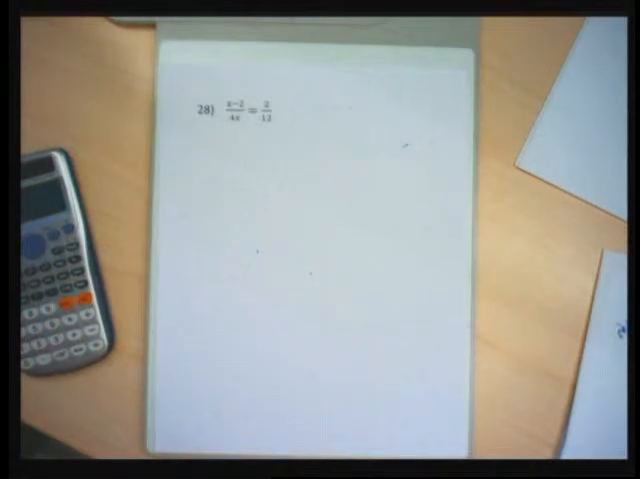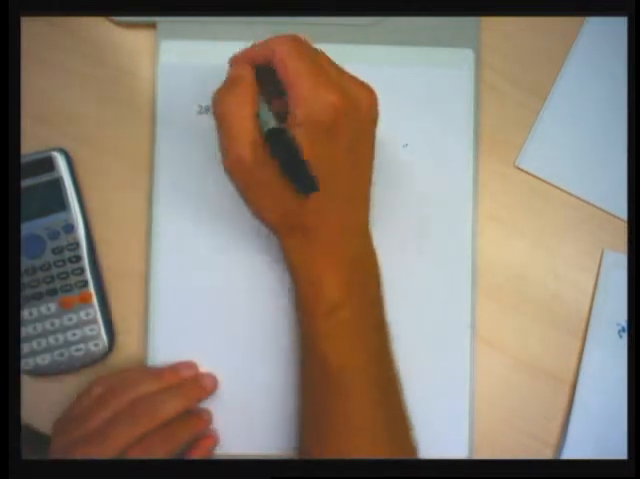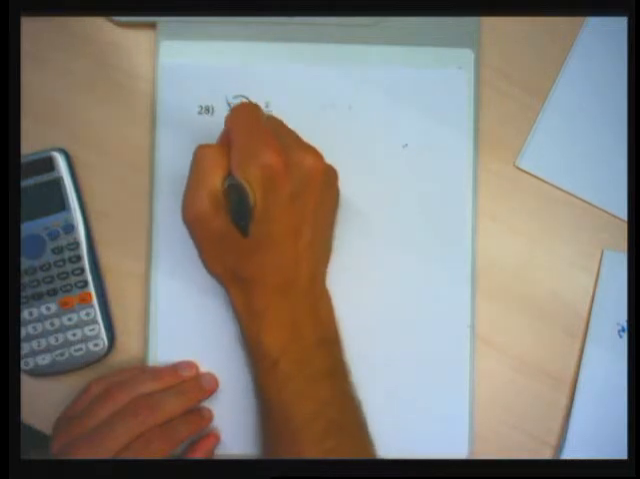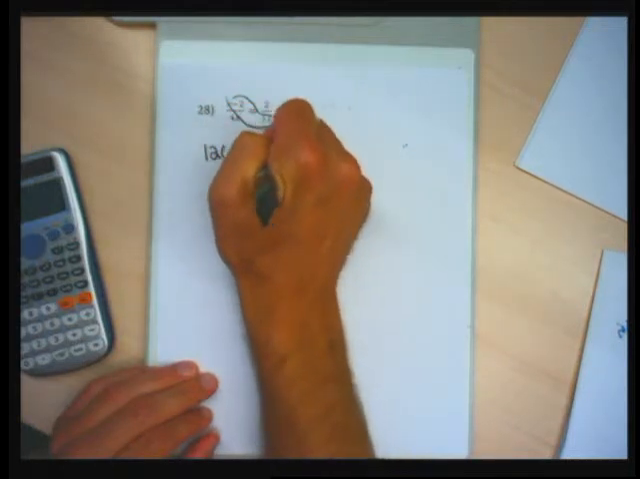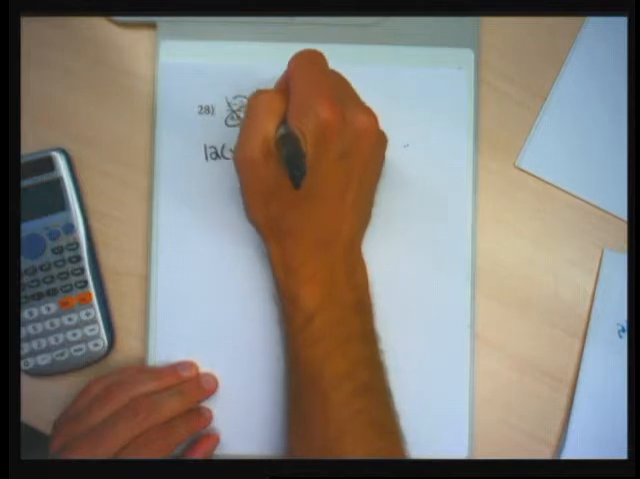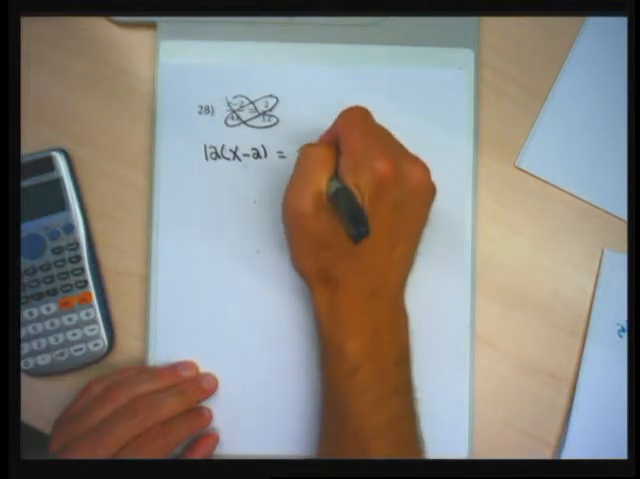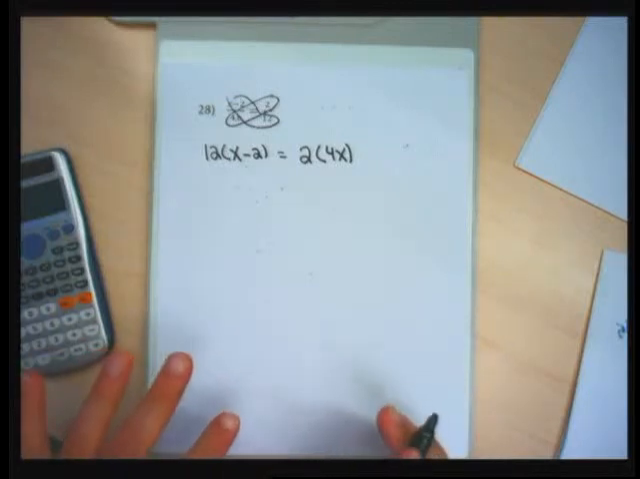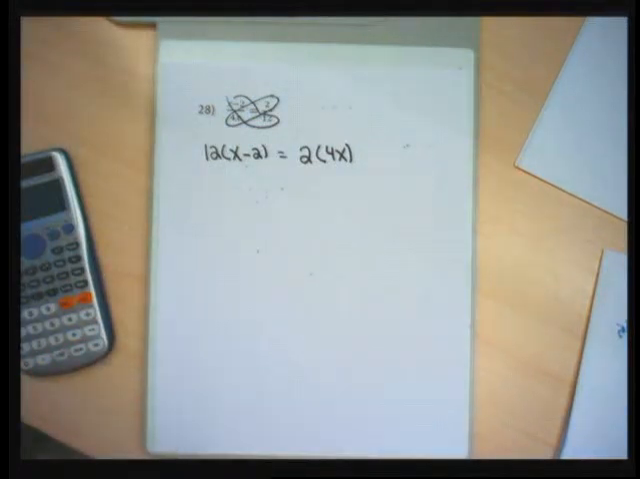A little bit messier on 28. Cross multiply one direction. And it's better to write the 12 to the left of the x minus 2 when you do that. And cross multiplying the other way, it's probably better to write the 2 to the left of the 4x. Multiplication is commutative. You can put either thing on either side. This is probably the nicest way to set up 28.